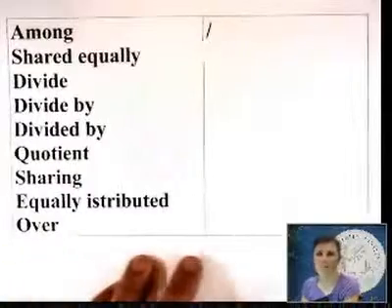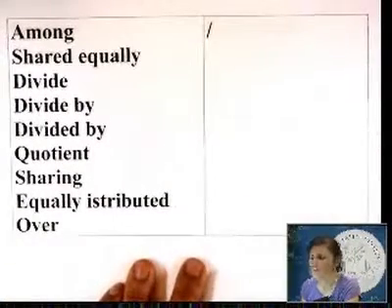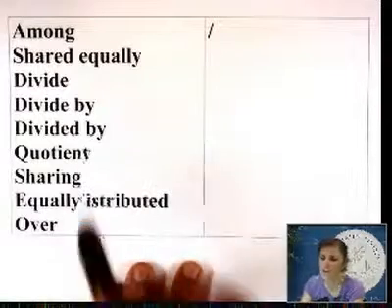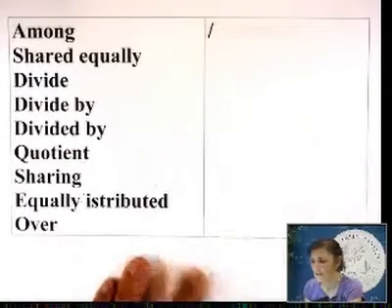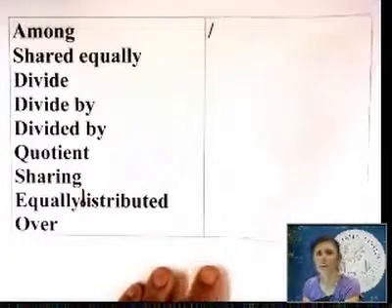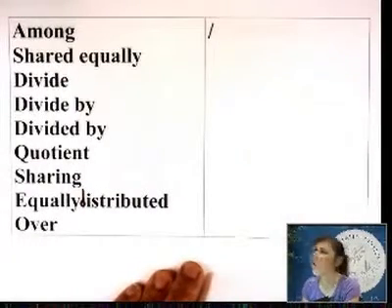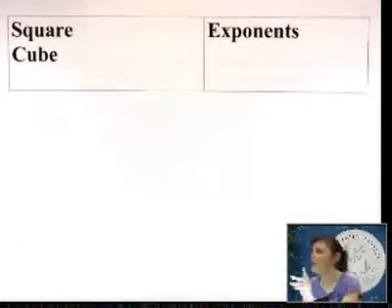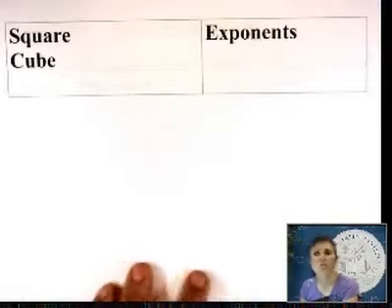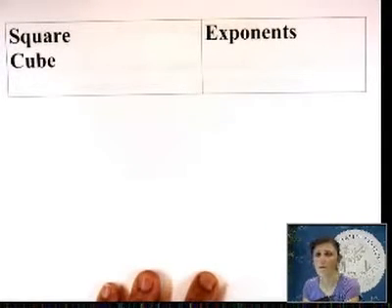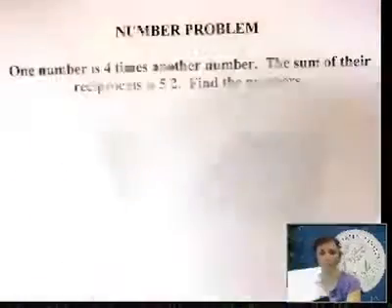Division terms, sometimes they are a little bit more obscure. Shared equally, they are kind of not spelled out. Divide by, quotient, sharing, anything that has a D here, equally distributed, sharing over something, those are all division terms. Also the exponents, squared, cubed. Okay, so make sure that you understand those.